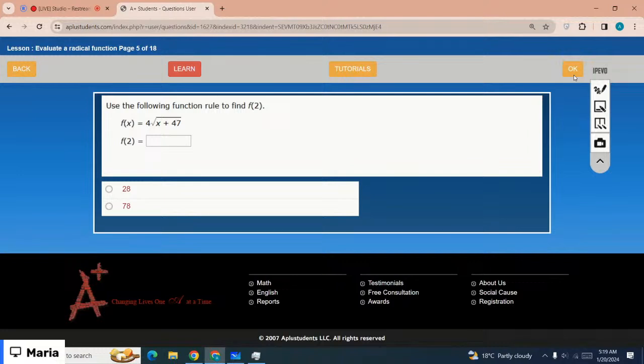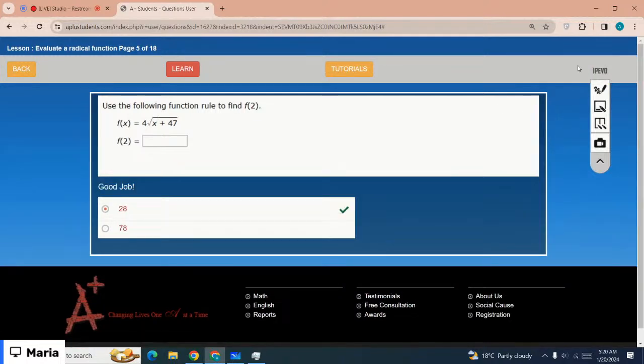Use the following function rule to find f of 2. So 4 square root x plus 47. Which is the correct option? Yes, that is square root 49. Square root 49 is 7, and 7 times 4 is 28. So the correct option is 28.